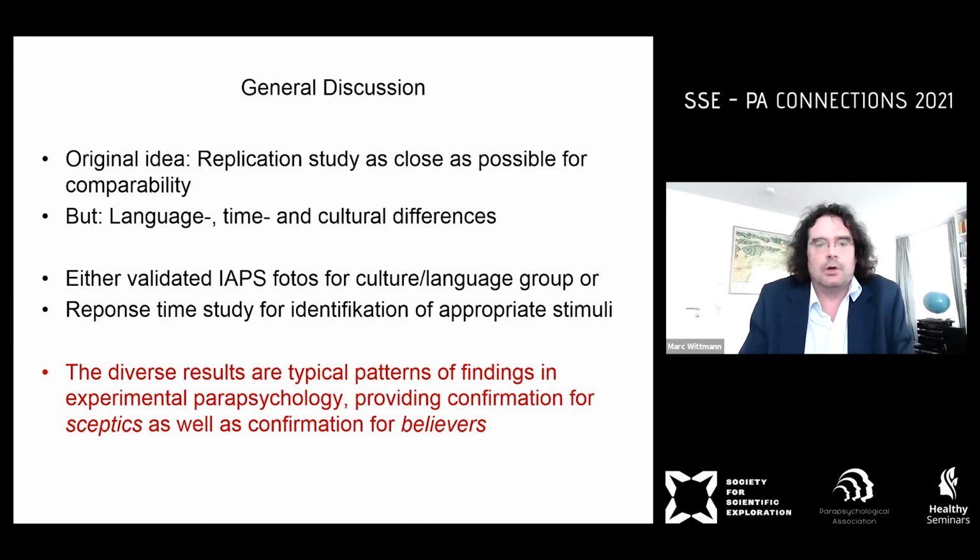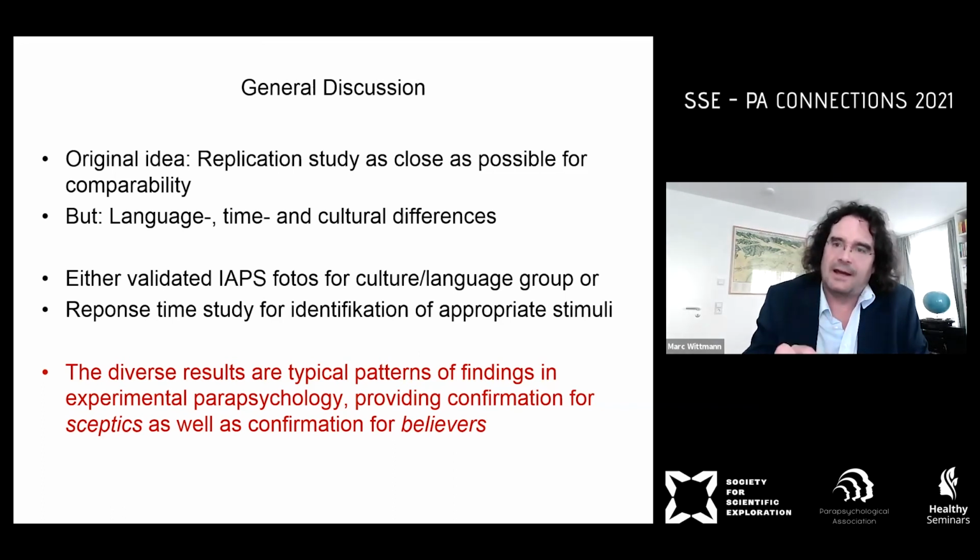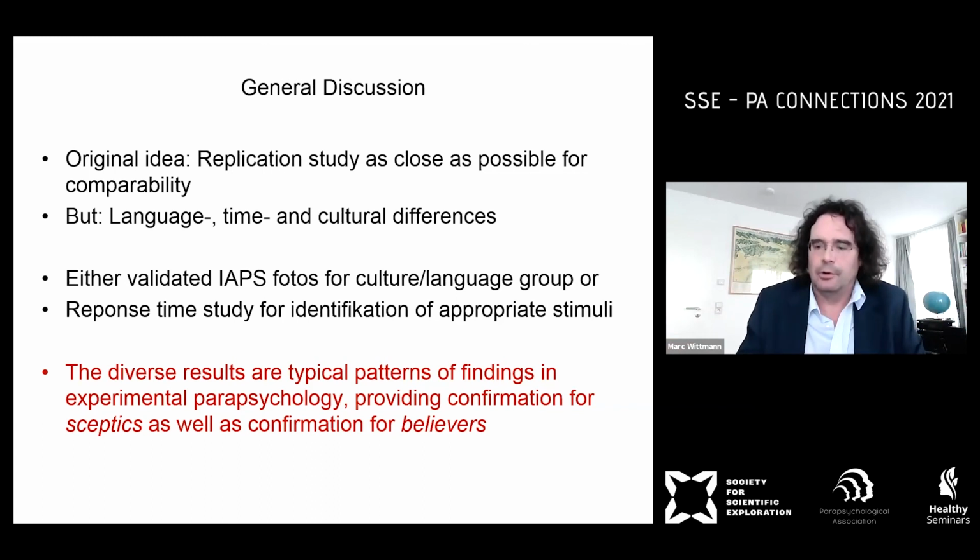So how I can close is that the diverse results are typical patterns of findings in experimental parapsychology, providing confirmation for skeptics, who say no confirmation, as well as confirmation for believers, who say, oh yeah, there is something in the data. And that's probably the next step, looking again at the same task, but with other identified stimuli, which are appropriate for Central European or Freiburg students.